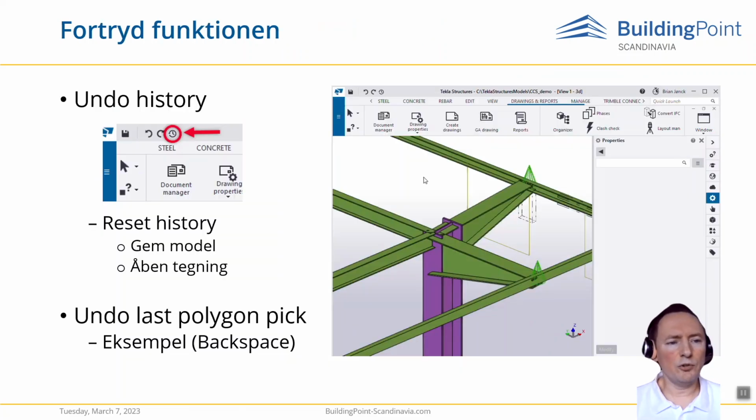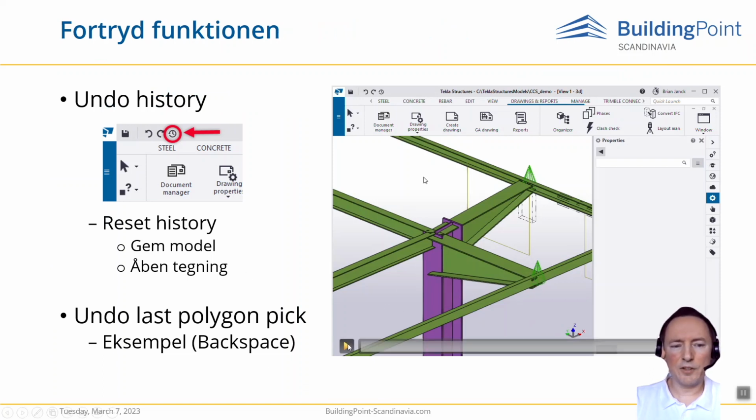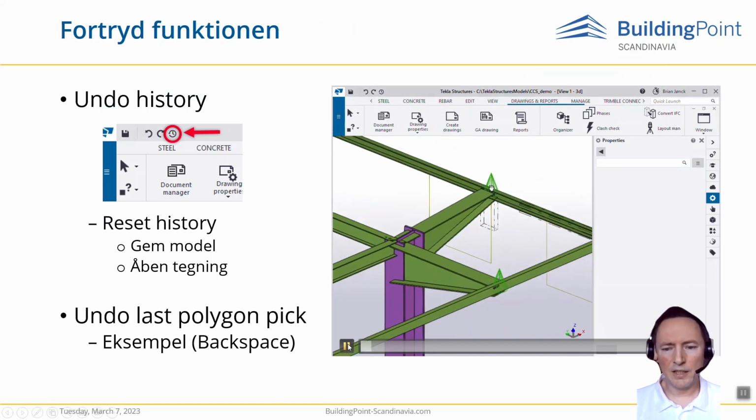The next thing I want to talk about is undo. There are several ways of doing undos in Tekla, but today I will talk about two of them. The first one is undo history, and the next one is undo last picked point. So let's take a look at the first one here. That's the undo history.